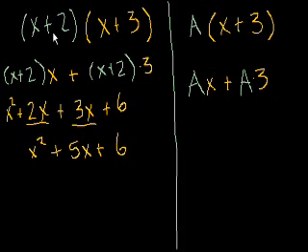So all we did, there's really nothing new to learn here. We just distributed the x plus 2 times each term of x plus 3, and we got the second step. And then we distributed this x times x plus 2 and this 3 times x plus 2 and simplified. Let's do a couple of problems, and hopefully it'll hit the point home.